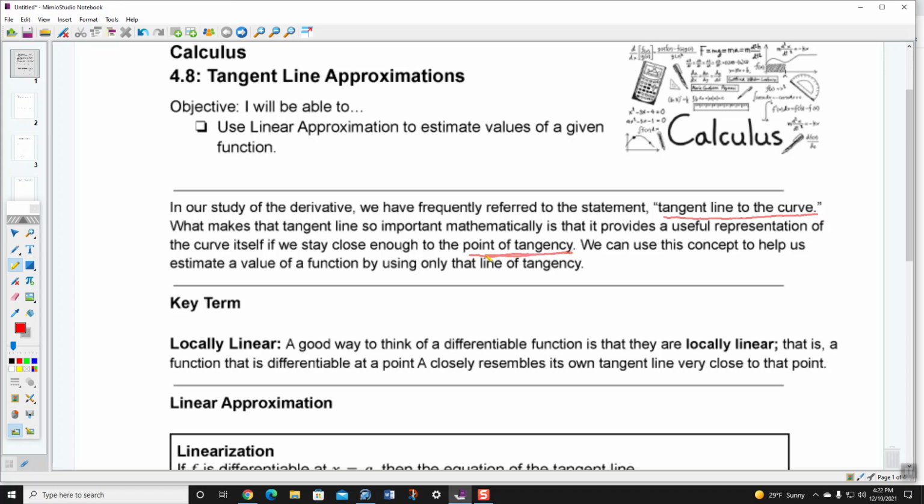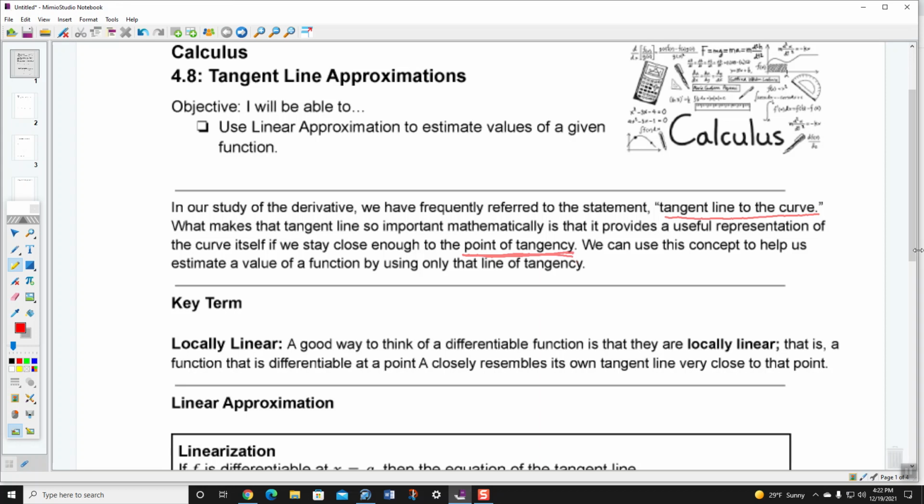So guys, what we're going to be able to do is evaluate some functions on a curve, knowing what our tangent line value is, as long as we stay fairly close to our point of tangency. So we use this concept to help us estimate the value of a function by using only that line of tangency. So again, we're still talking about tangent lines, and the idea that approximations are just that. We're going to get an idea of what some values are based on our line of tangency instead of using the function. But understand, tangent line approximation means we're getting an estimate close to a value that we've known for our line of tangency.